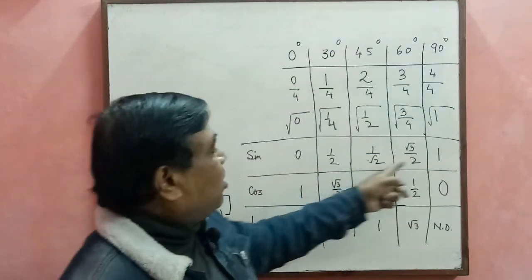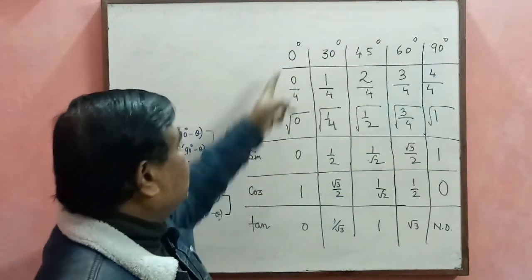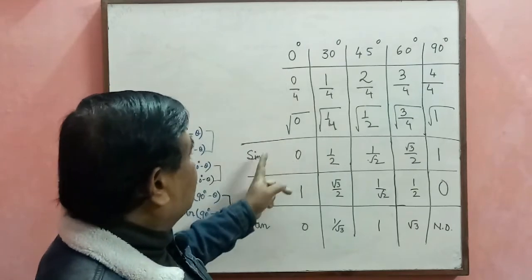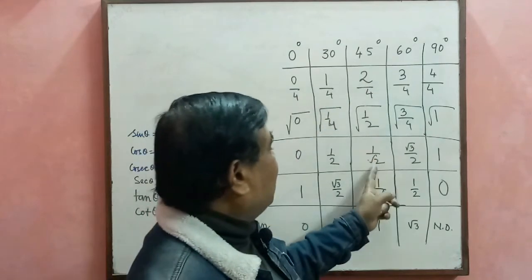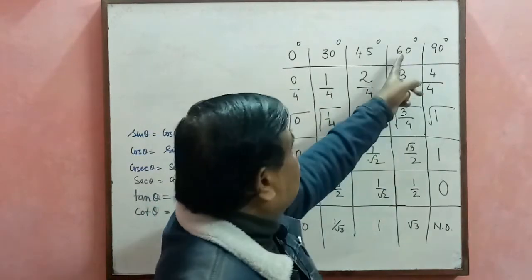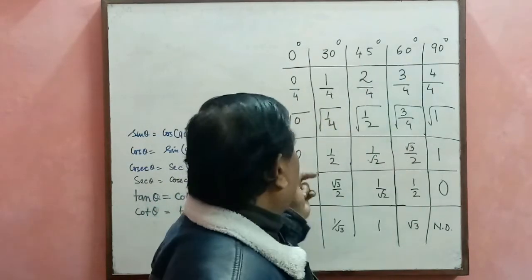These are the values of sine. Sine 0 degree is 0. Sine 30 degree is half. Sine 45 degree is 1 upon root 2. Sine 60 degree is root 3 upon 2. Sine 90 is 1.